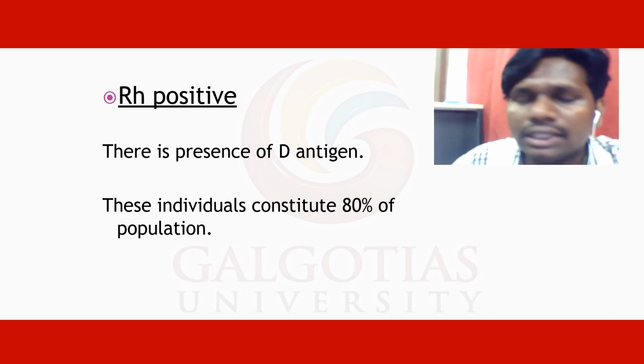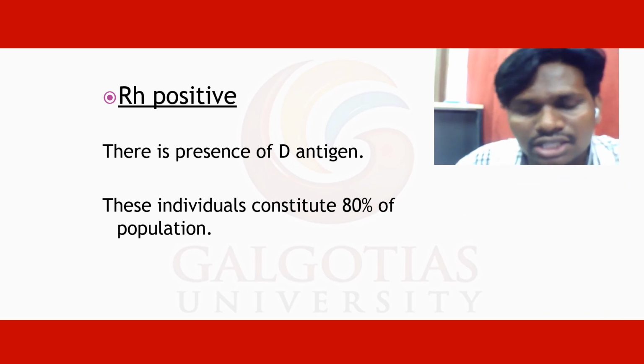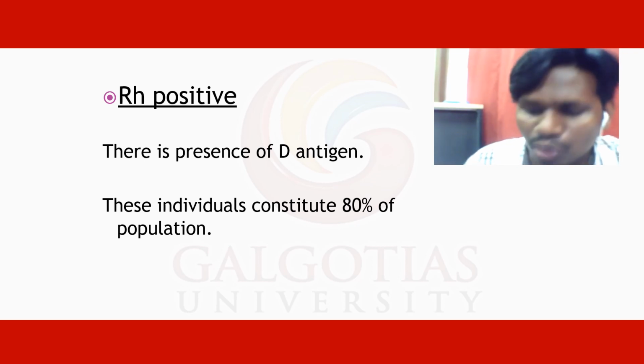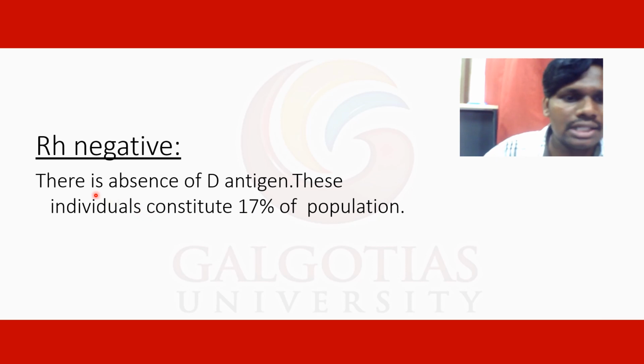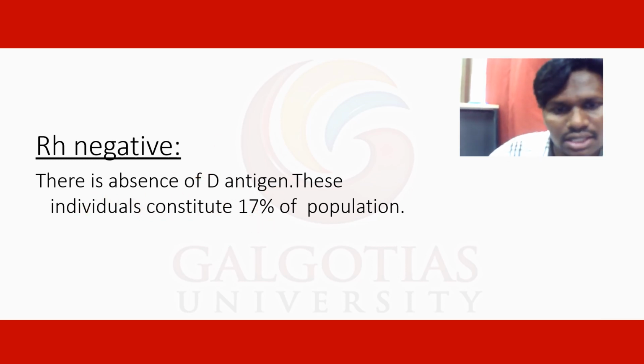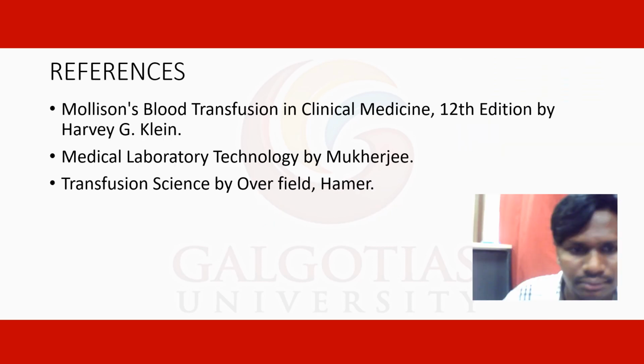Rh positive is the antigen you find, and these individuals constitute 80% of the population. When you go for Rh negative, there is the option of the D antigen, and these individuals constitute 17% of the population.